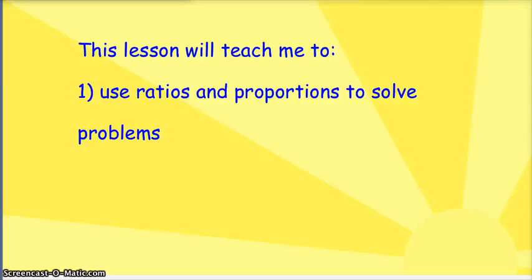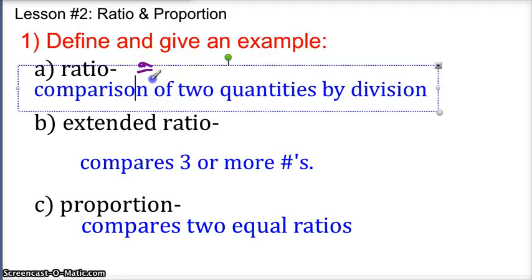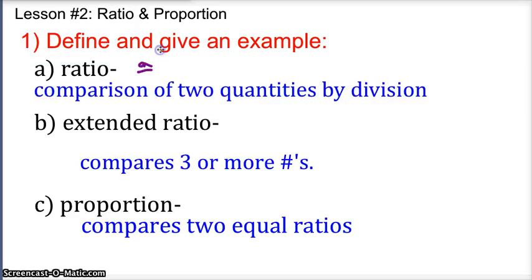This lesson will teach me to use ratios and proportions to solve problems. Definitions. A ratio is a comparison of two quantities by division. Ratios can be written in several ways. We can use the fraction bar as A over B. We can use a colon, or we can use the word "to," as in saying A to B.